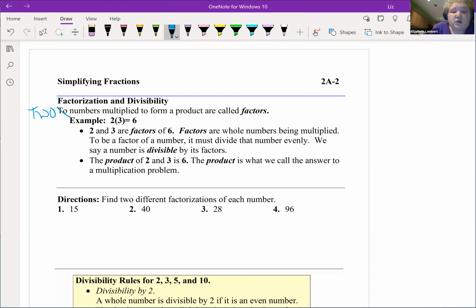So a factor has to divide, we say evenly, that can sometimes have a mixed connotation. We don't mean that the result has to be an even number. We mean that it divides and there's no remainder. So I like to say divides nicely instead of evenly. But that's what that means. No remainder.